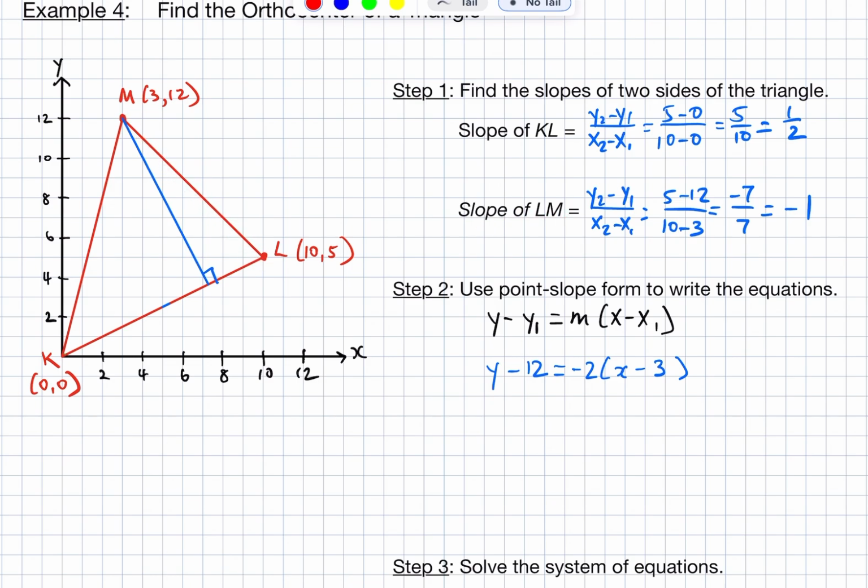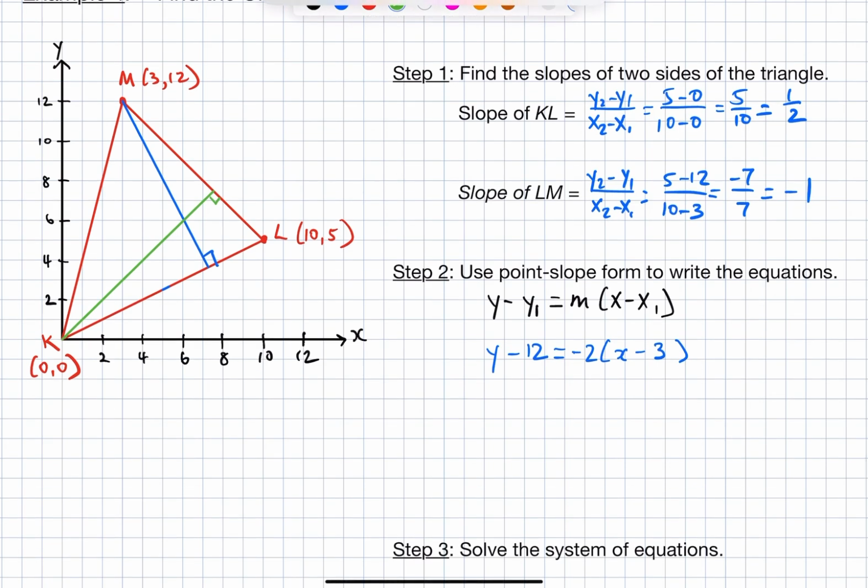So then the altitude related to LM is going to extend from K and hit LM at a right angle. Okay, so then the equation for this altitude that we just drew is going to be, and let's go ahead and just fill out what we can for now.